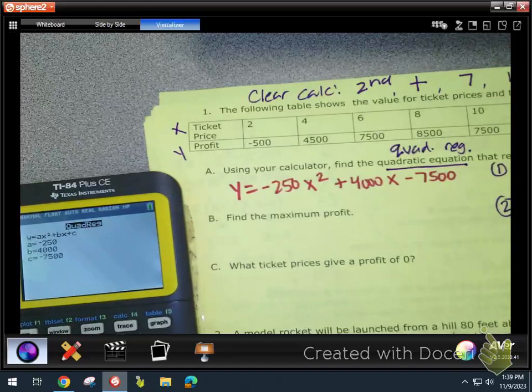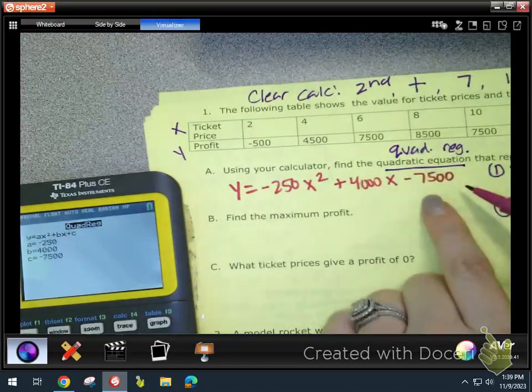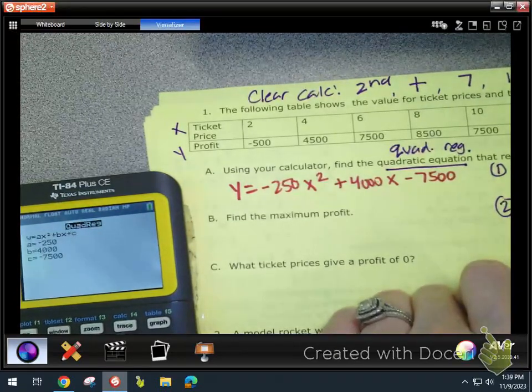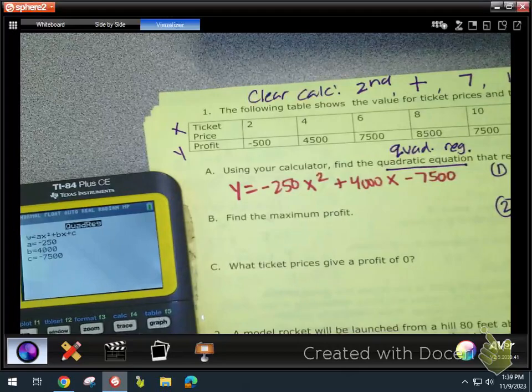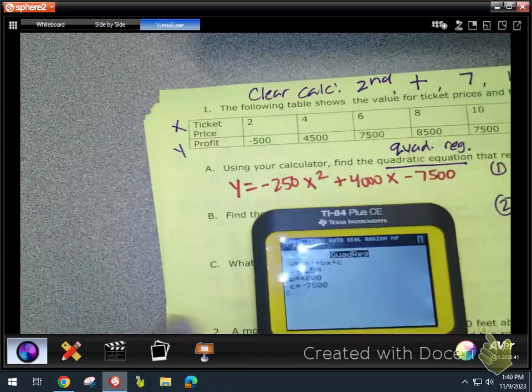Oh, wow. We're going to let our calculator do all the work for us. So are we okay finding a quadratic equation from a regression? We got to get that right. It's on the CFU also. Okay. So now let's get into how we find this graph in Y equals.